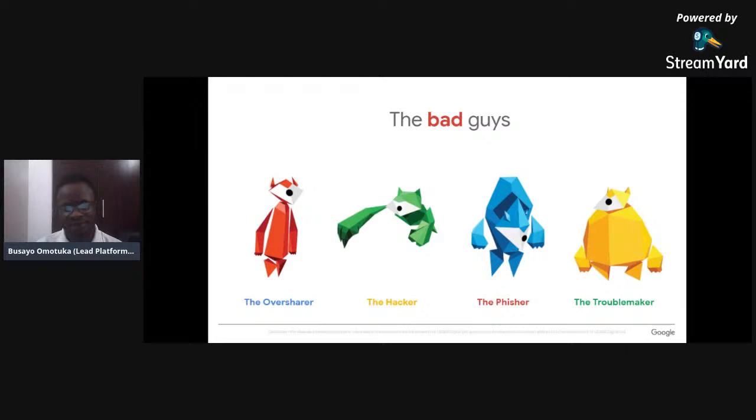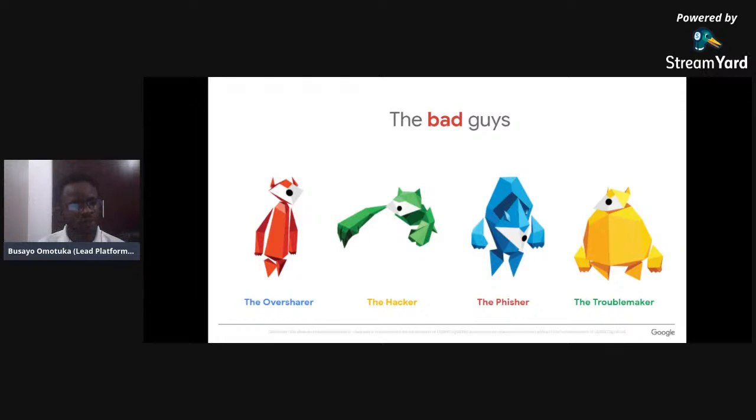Right. So the internet is a very great place to be. A lot of people are already on the internet, already having fun on the internet and all that. So all we want to do is to create a kind of consciousness in the students, to let them know that there are some bad people out there on the internet. So we are going to be going through the bad guys one after the other.